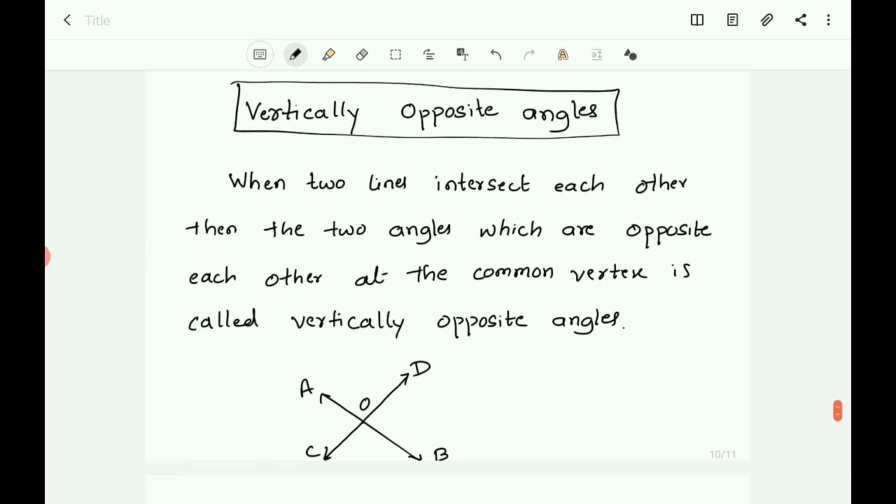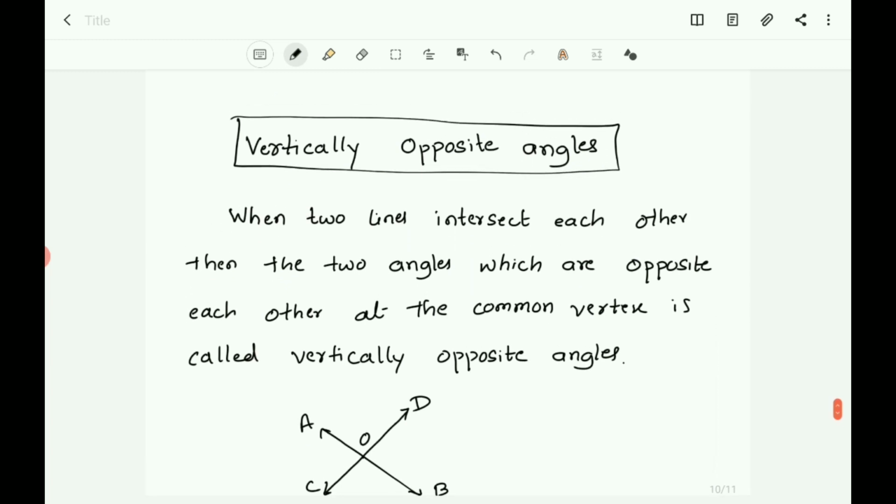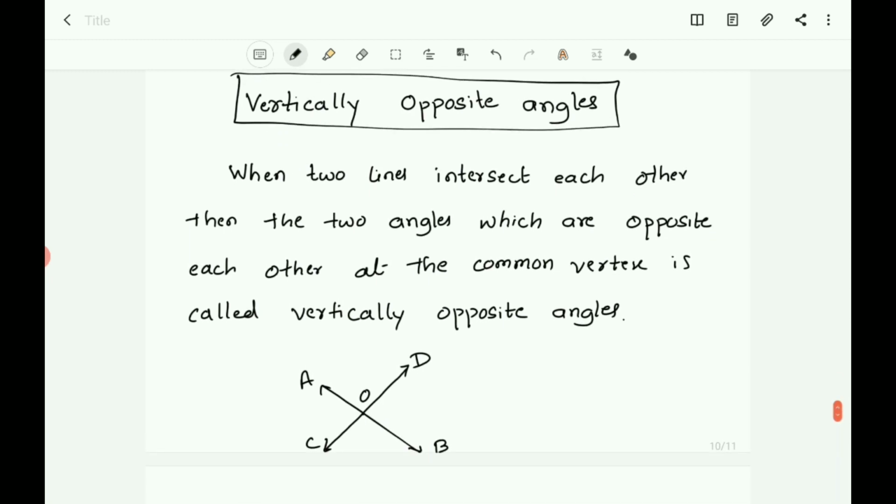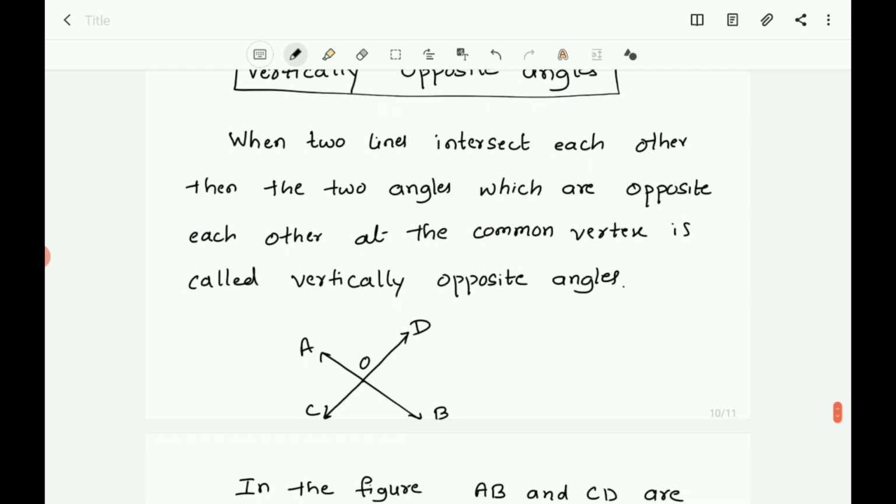Next, let us discuss the vertically opposite angles. It is one of the special pairs of angles. So, what are vertically opposite angles? When two lines intersect each other, then the two angles which are opposite each other at the common vertex are called vertically opposite angles. So, they will form when two lines intersect each other.